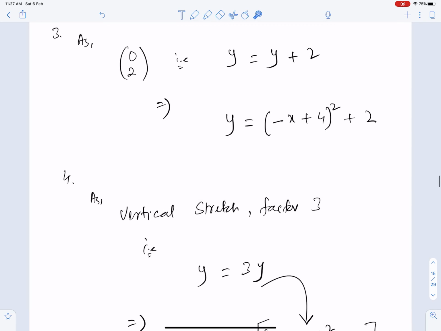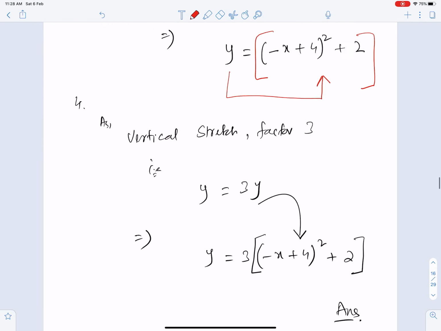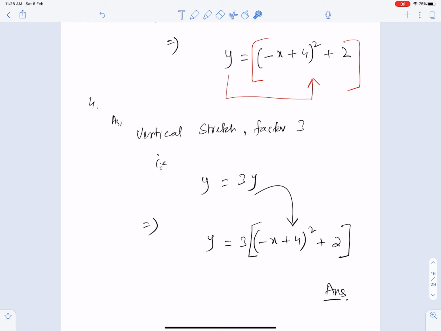And finally, you should apply this vertical stretch factor 3. This is the equation of the vertical stretch with factor 3. So you just need to multiply this entire thing by 3. Make sure you use this square bracket here, because this entire thing is y. So 3y means you need to multiply 3 with this entire thing. See, this is very important. This entire thing is y, so this is here, and this 3 is here. Hence, this is the equation of the resultant graph.